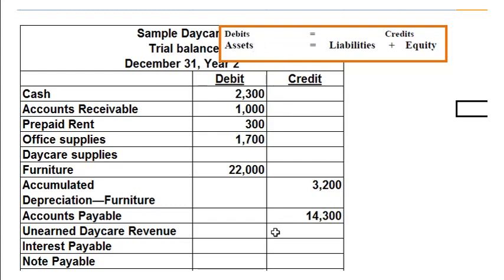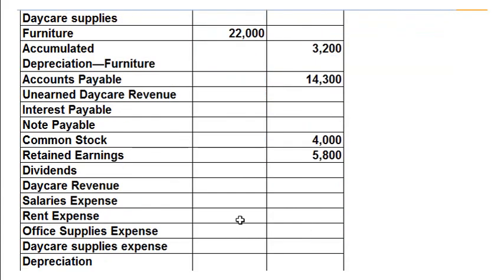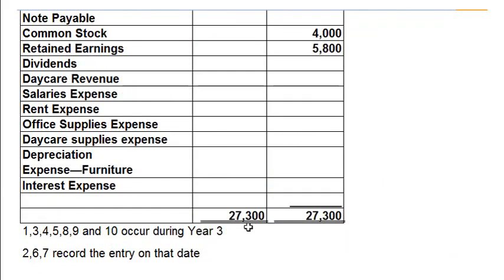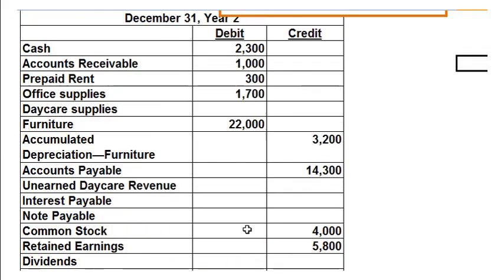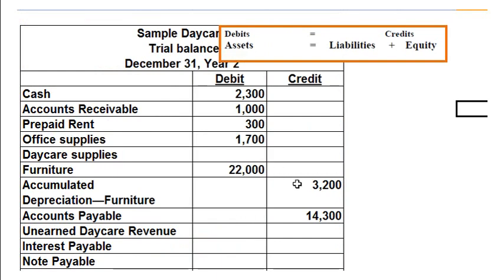So that's why the total of the debit column is not necessarily going to be total assets, because every once in a while we'll have contra accounts, accounts that get listed in one part or the other of the balance sheet, but they have the opposite of a normal balance. So these accounts right up here represent our assets for Sample Daycare as of the end of year 2.